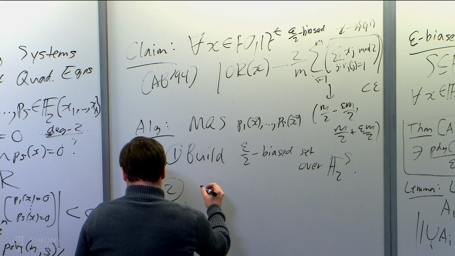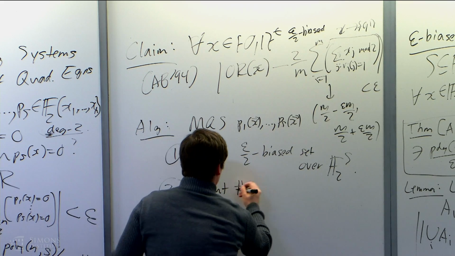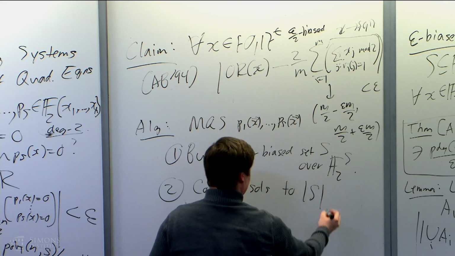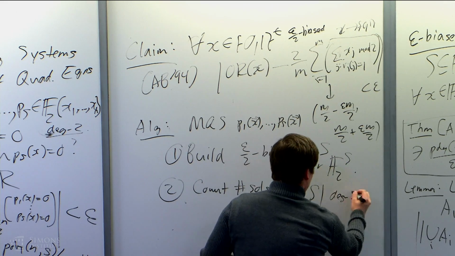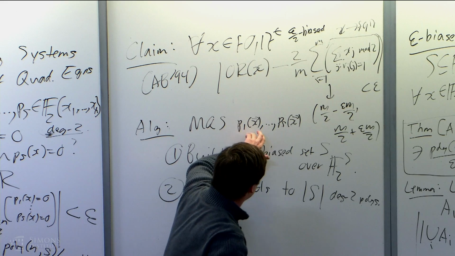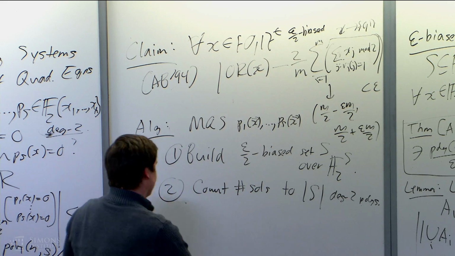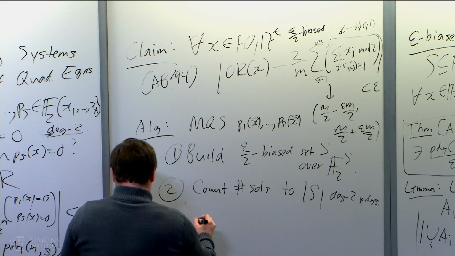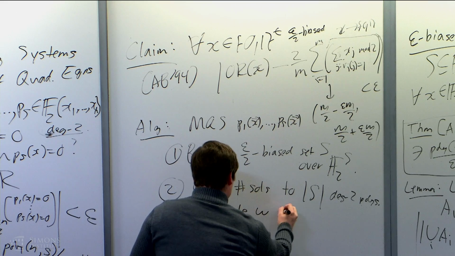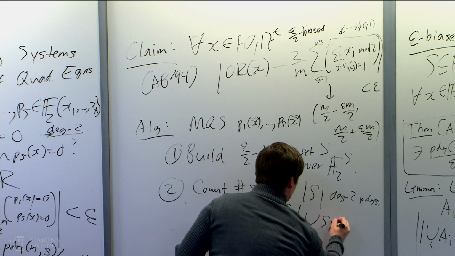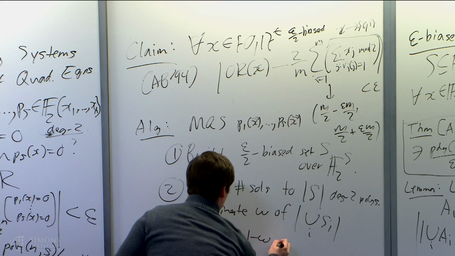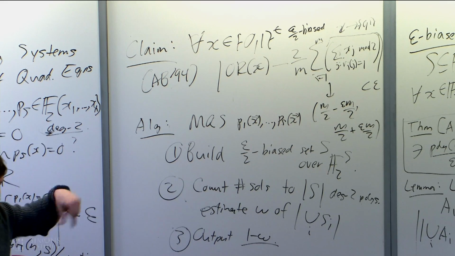So then you'll count the number of solutions to size of s, degree 2 polynomials, each of which is determined by some subset, basically some mod 2 sum of some of these. This will give us an estimate, say W of the union. And then we're just going to output 1 minus that estimate, because we're actually getting the union.